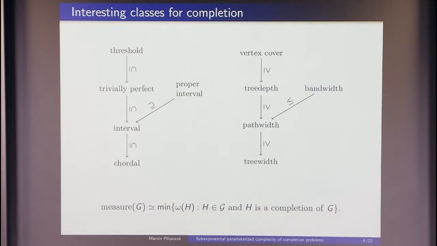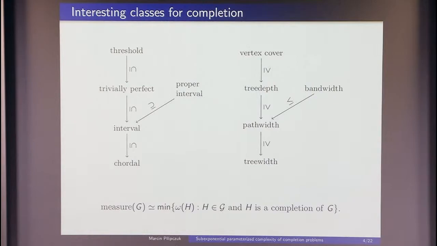Okay, and why are these classes interesting, especially from the point of view of completing them? Because in some sense, completing a graph to a chordal graph or to an interval graph corresponds to having a tree decomposition or a path decomposition of the graph. So for example, you have your favorite graph and your tree decomposition, and now if you turn every bag into a clique, this becomes a chordal graph. So you can think of having a path decomposition or a tree decomposition as a completion to a chordal graph or an interval graph, and the width of this decomposition corresponds to the maximum size of a clique in the chordal graph or interval graph.